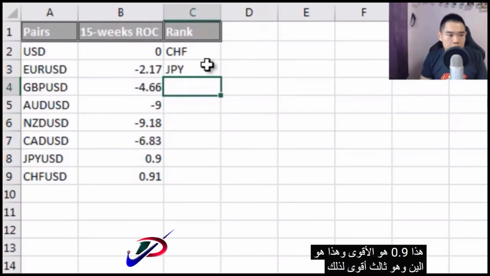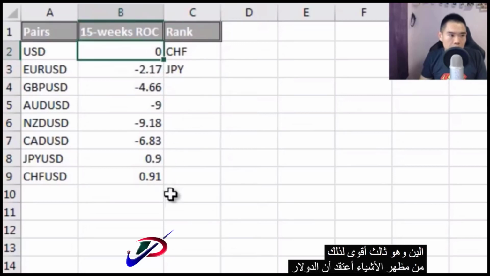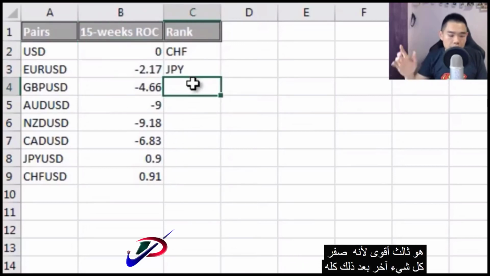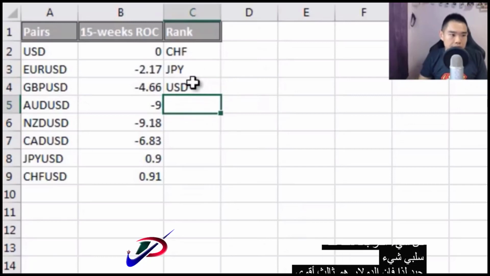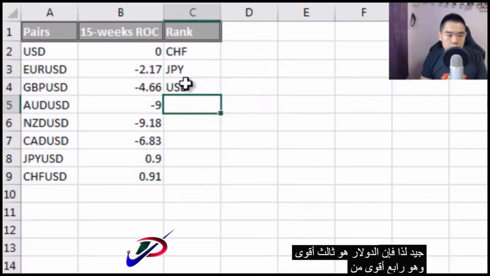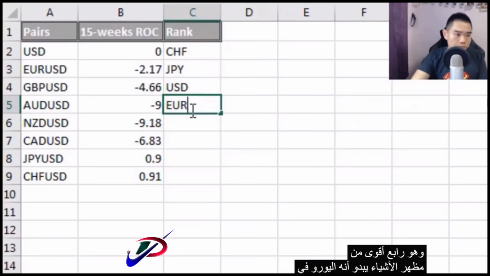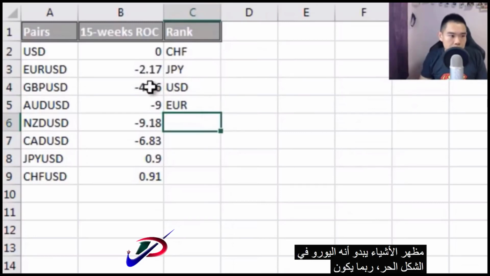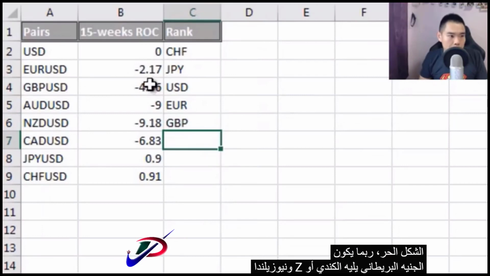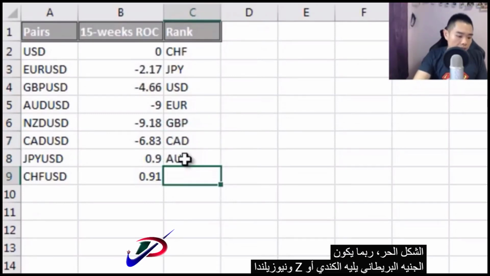Which is the third strongest? So from the looks of things, I think dollar is the third strongest because it's 0. Everything else after that is all negative something. Okay, so dollar is the third strongest. Which is the fourth strongest? From the looks of things, it seems to be euro. The fifth one, it's possibly the British pound, followed by Canadian, Aussie, and New Zealand.